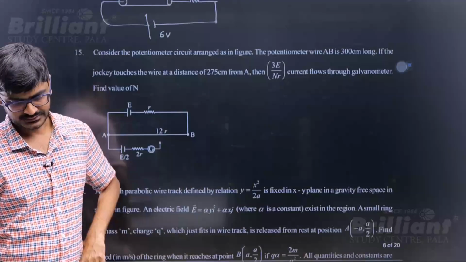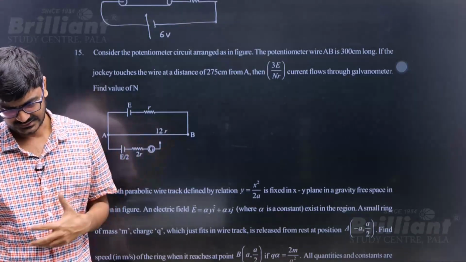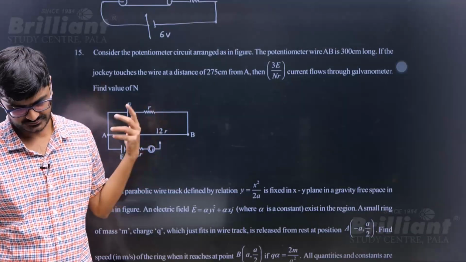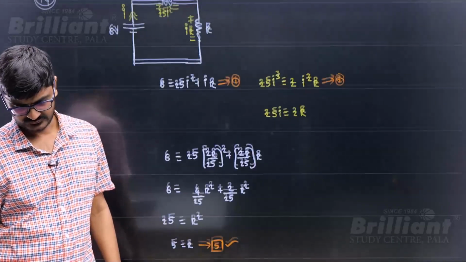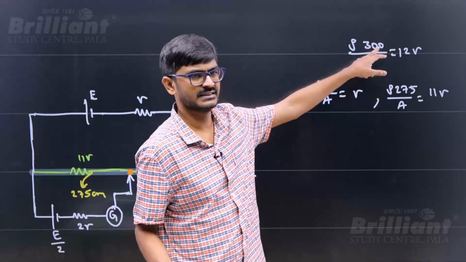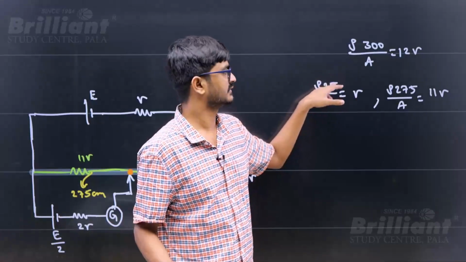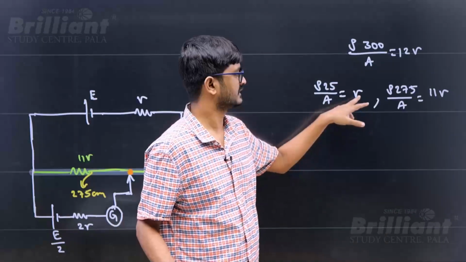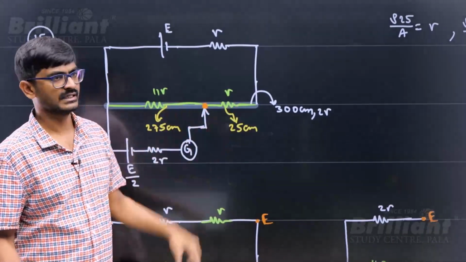Consider potentiometer circuit arranged. AB wire has length 300 centimeters. The jockey touches at 275. Then you need to find the current through the galvanometer. So this is the given figure, and before that they have given rho into 300 centimeter by A is 2R. So I am finding what will be the resistance of length 25 centimeter and 275 centimeter, which turned out to be R and 11R. So basically this is 11R and this is R.